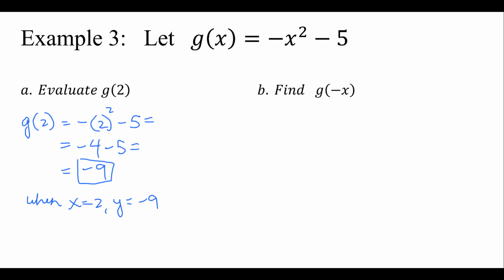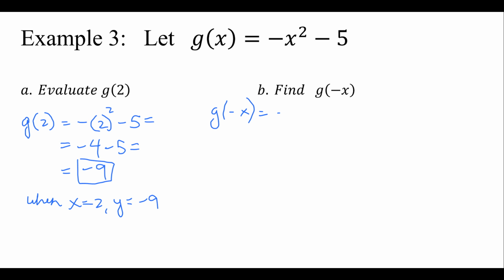And let's look at part B. Part B is asking us to evaluate g of negative x. What this means is that, again, we're looking back here. Everywhere there used to be an x before, we are now replacing that with negative x. So anywhere you see an x, you literally just replace it with negative x.